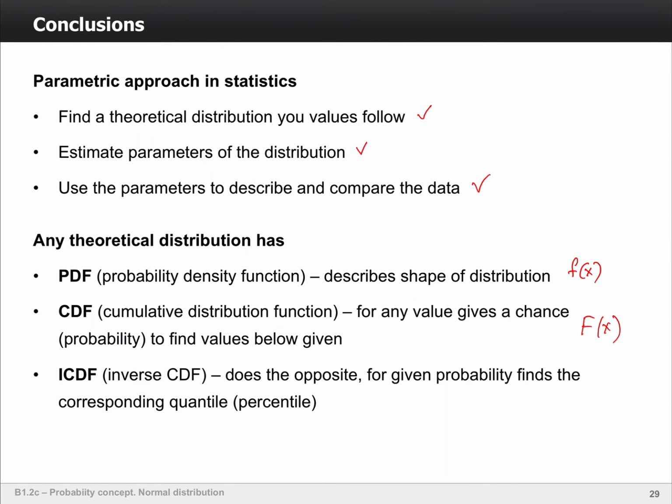Then sometimes you need to do the opposite, meaning you know the probability and you need to find a value, like we do with quantiles. In this case, you need to use the inverse CDF function, or ICDF, which is denoted by F to the power of minus 1. Okay. Now let me give you one more example of using CDF and ICDF.